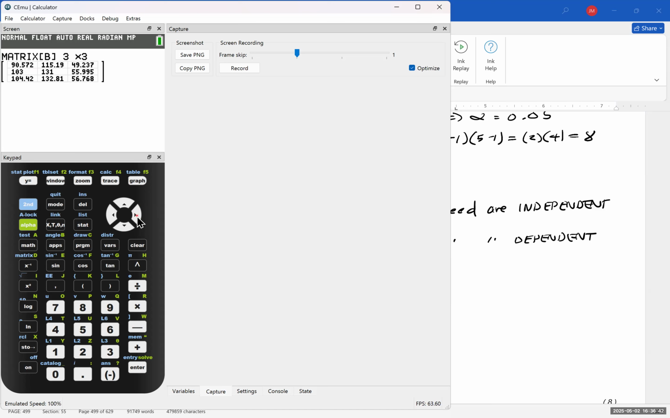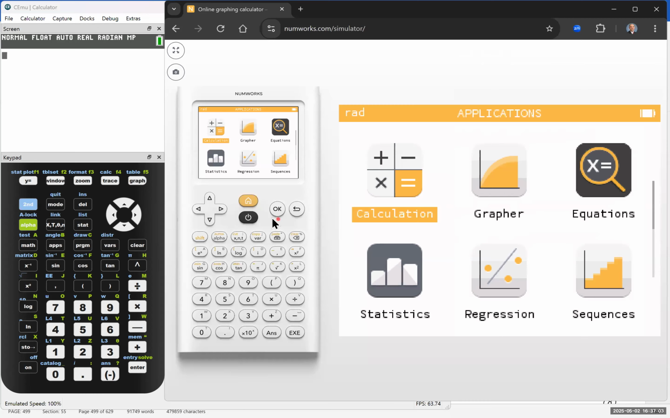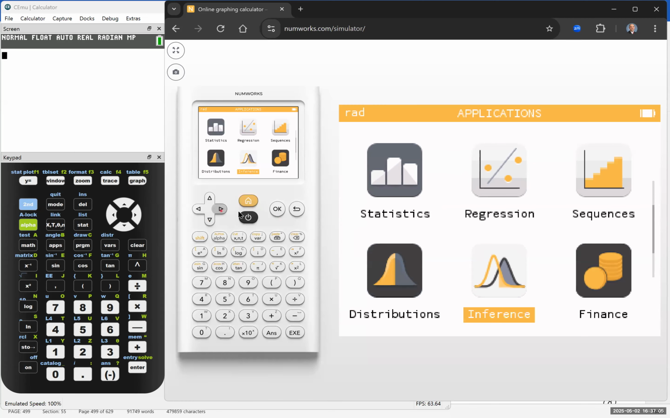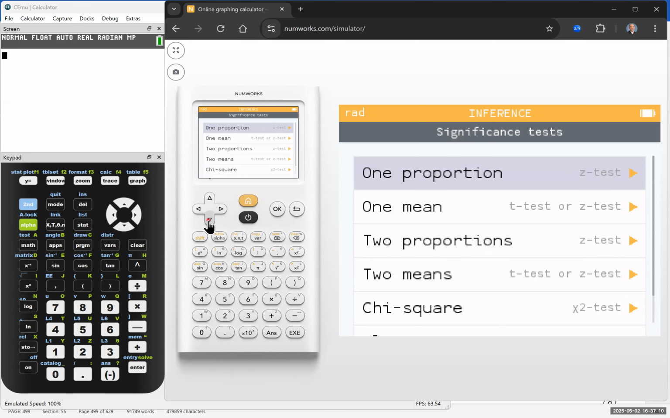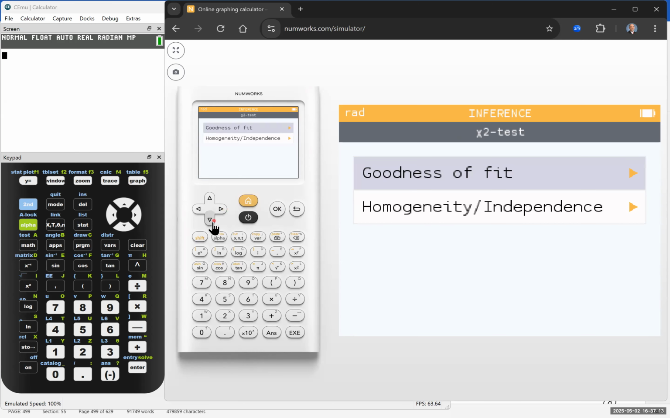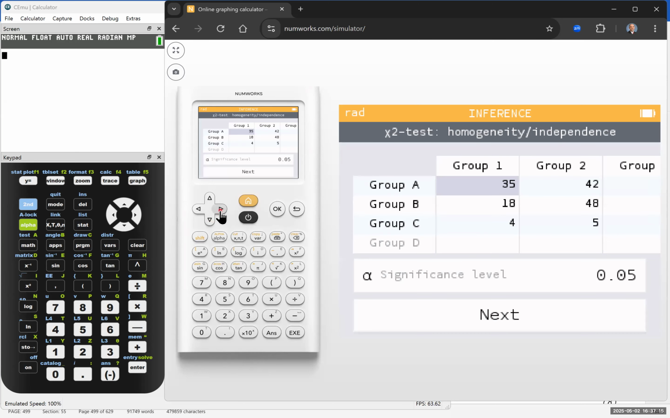I need to choose matrix B and change it to a 3 by 5. So I'm just going to cursor over to that, change it to a 5 and hit enter. You can see it added a couple more columns, and that's all I have to do. It'll overwrite these values with my new expected values. I'm just going to quit out of that. With the NumWorks calculator, I just need to go to the Inference app, go to Tests, chi-squared, homogeneity and independence. And I went ahead and entered the values in here.